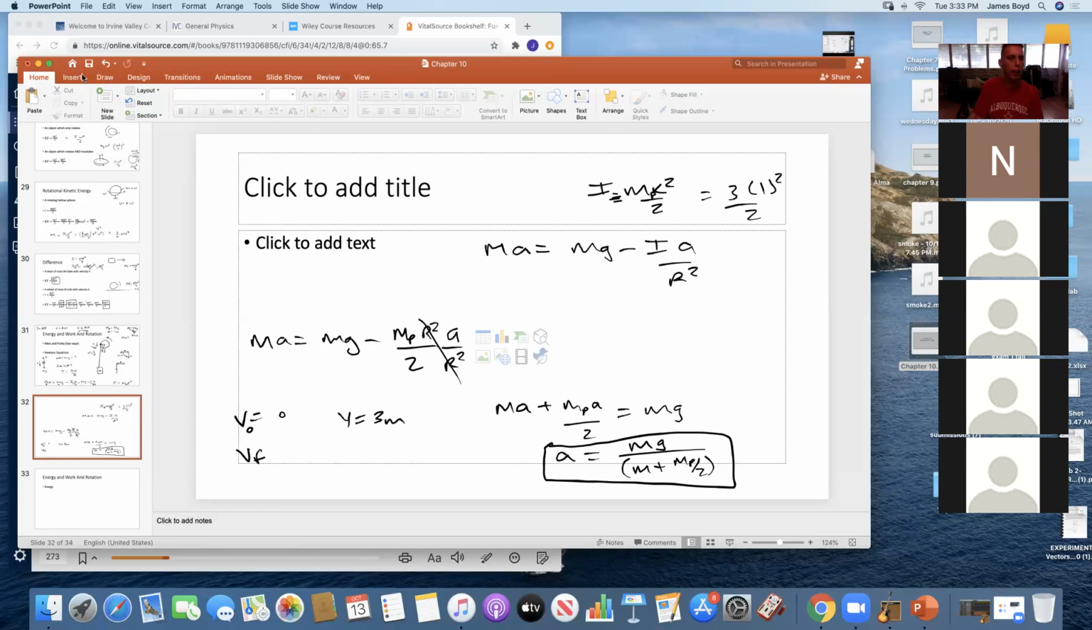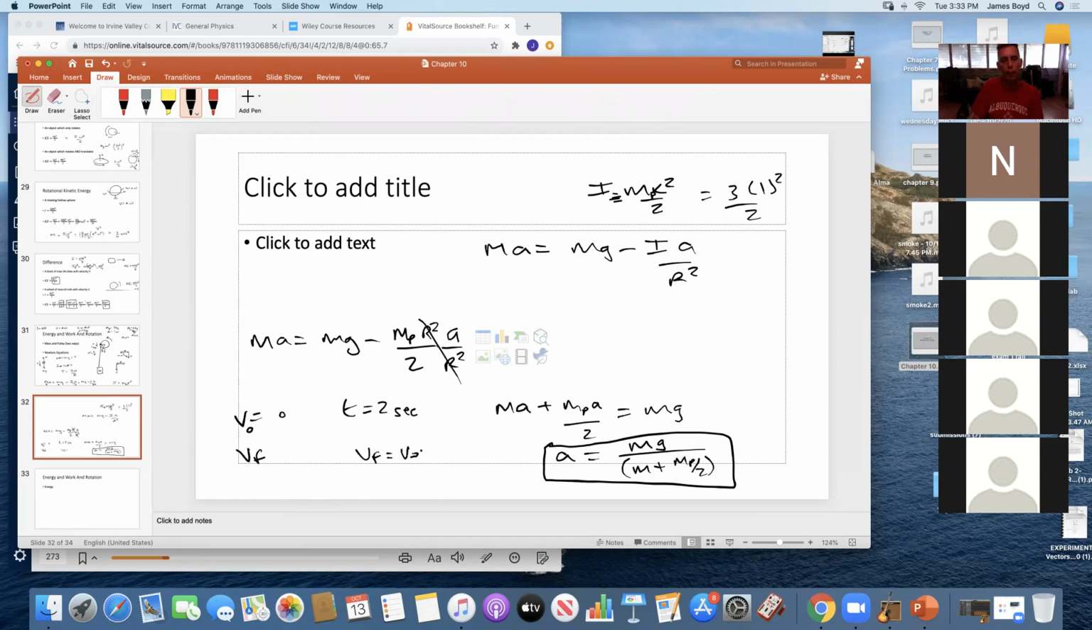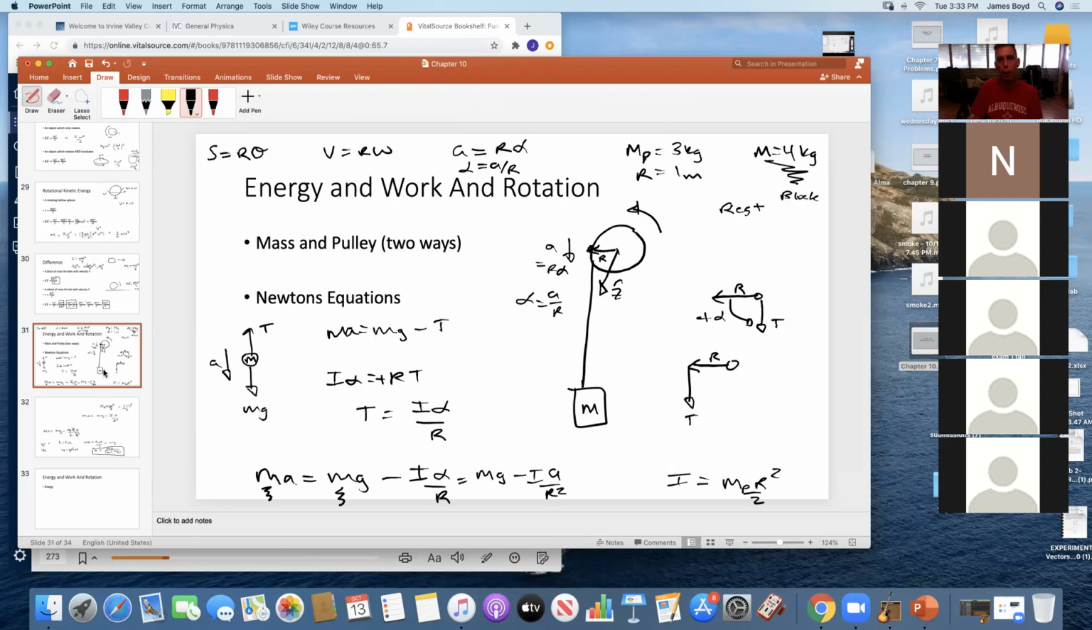Now, let's actually do just time. Let's say I let it fall for 2 seconds, and I want to know what V final is. V final is V initial plus AT. This is 0. I multiply this by 2 seconds. What did I say that was?